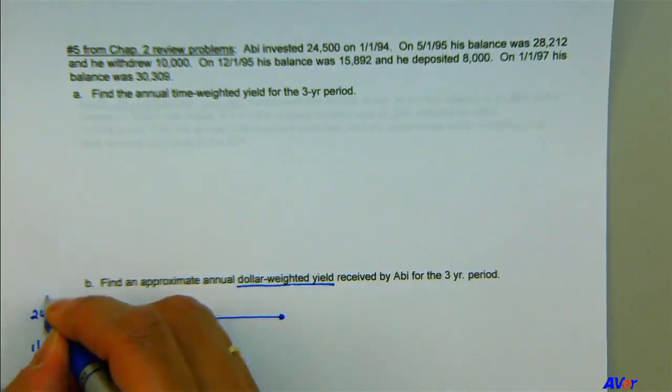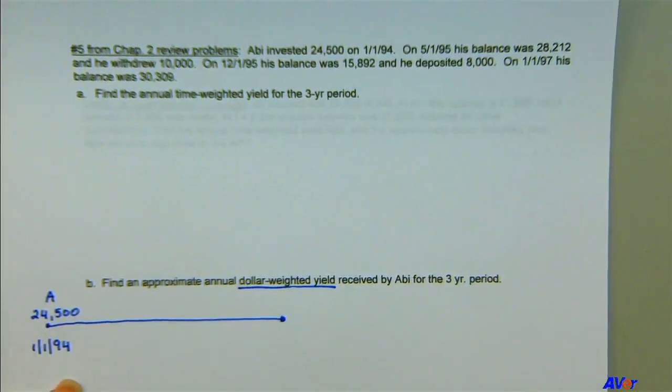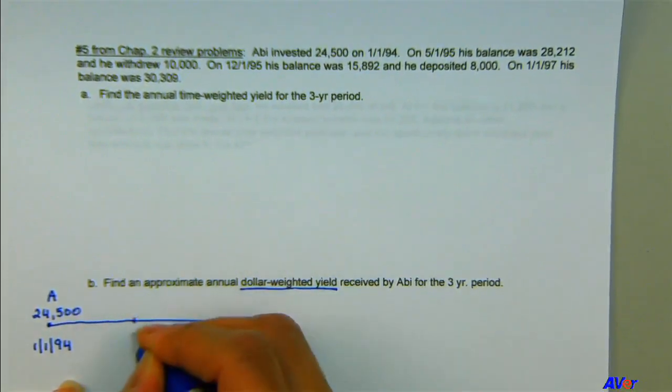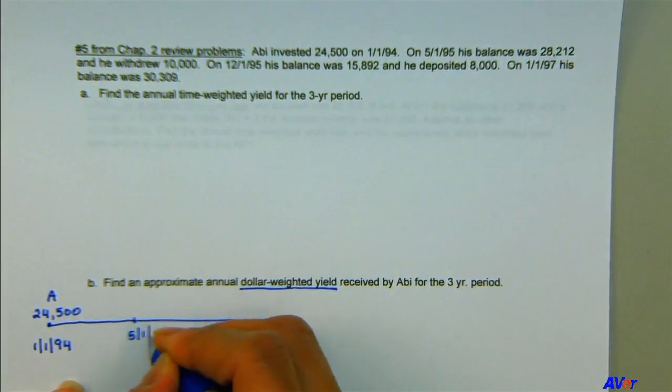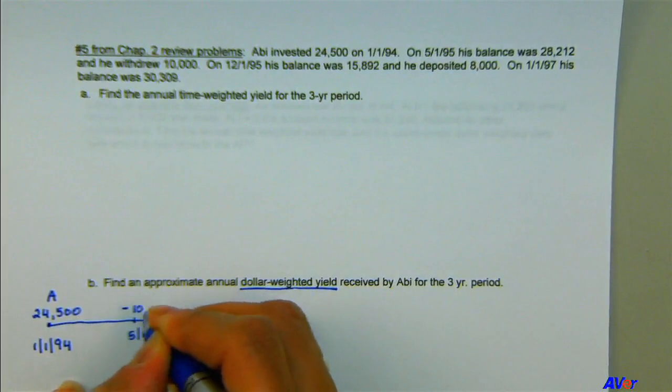That's my A. On 5/1/95, his balance was $28,212. I don't care about that. And he withdrew $10,000. So let's write here 5/1/95, he withdrew $10,000.